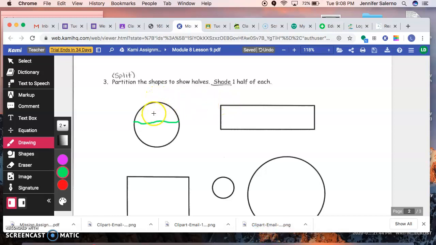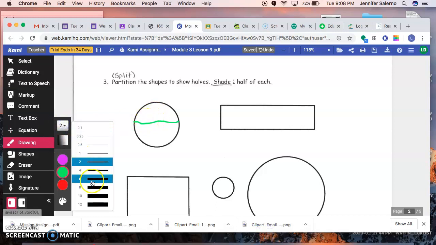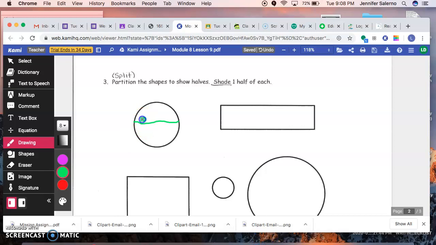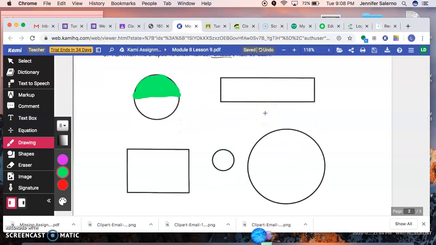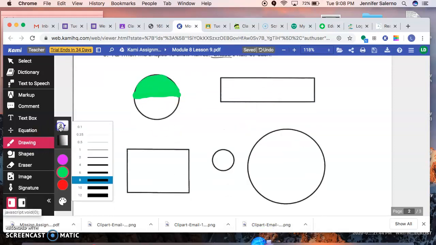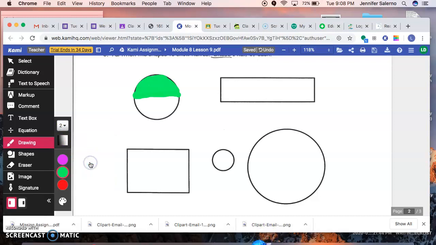Also, when you're done with that, you are then going to color it in. So also, like I told you, you have the option of using your drawing tool to just shade it in if you want. That's perfectly okay too. So you could do that as well, okay? So this is all you have to do here, is you're going to take all of these shapes and you're going to split them. So let's try one more.